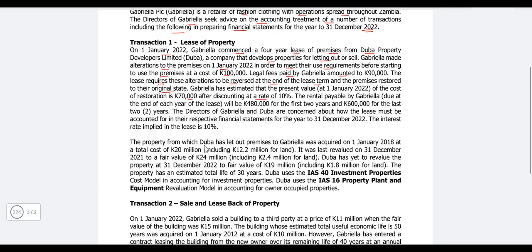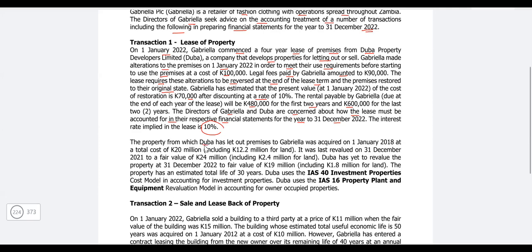We know that this is the dismantling cost or the restoration cost or the decommissioning cost. The rental payable by Gabriela will be K40,000 for the first 2 years and K6,000 for the last 2 years. The directors of Gabriela and Duba are concerned about how the lease must be accounted for in their respective financial statements for the year to 31st December 2022. The interest rate implicit is 10%. So Gabriela is taking the asset on lease. Duba is giving the asset on lease. So Duba is the lessor and Gabriela is the lessee.